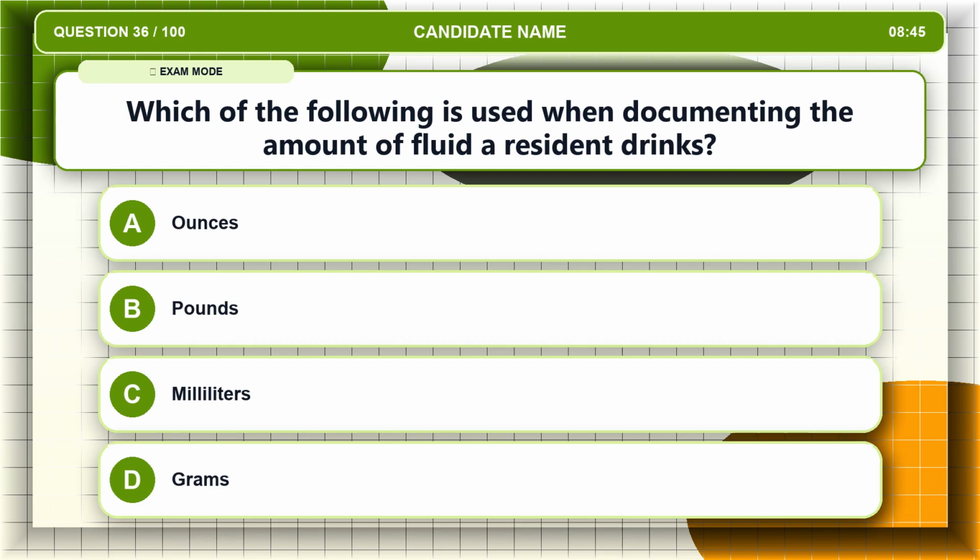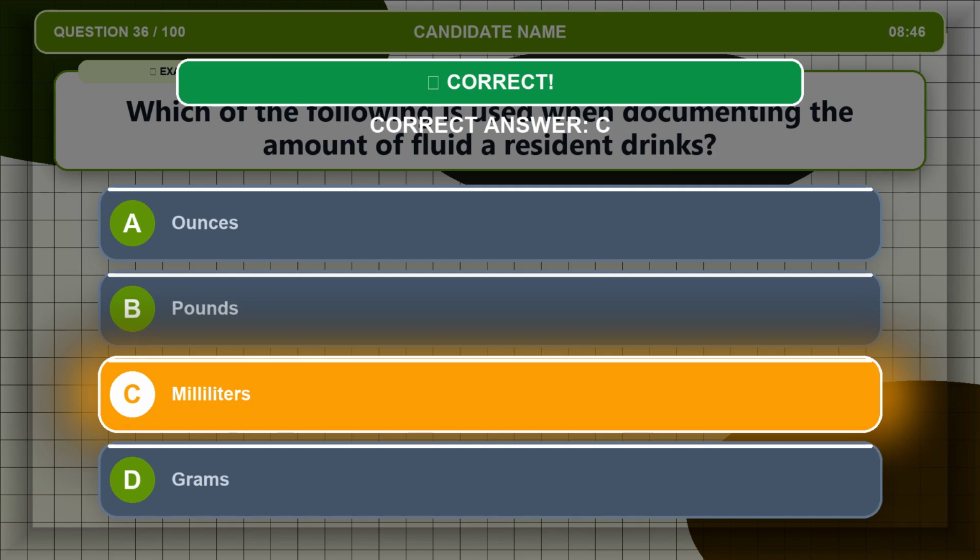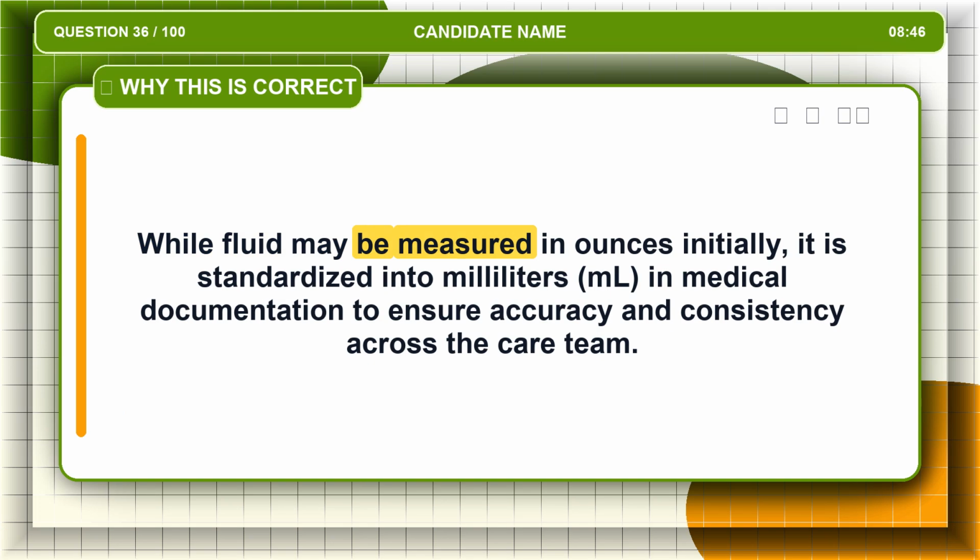Question 36. Which of the following is used when documenting the amount of fluid a resident drinks? Option A, ounces. Option B, pounds. Option C, milliliters. Option D, grams. The correct answer is option C, milliliters. While fluid may be measured in ounces initially, it is standardized into milliliters, mL, in medical documentation to ensure accuracy and consistency across the care team.